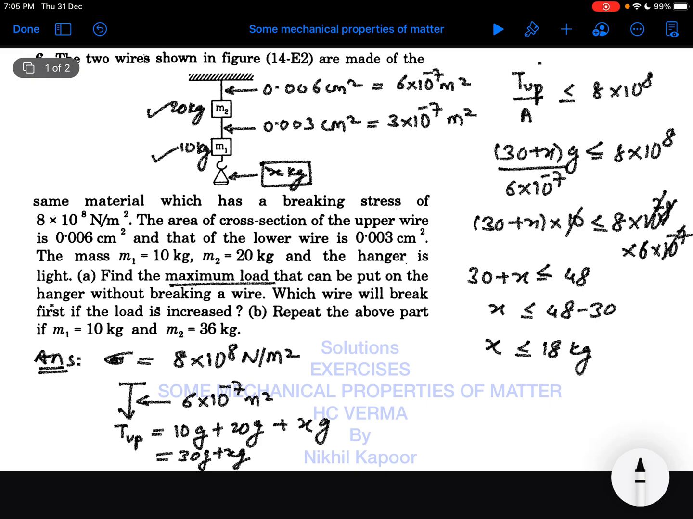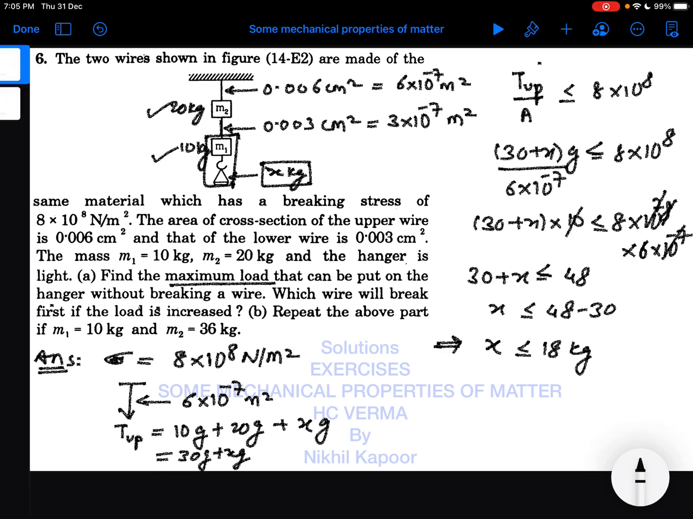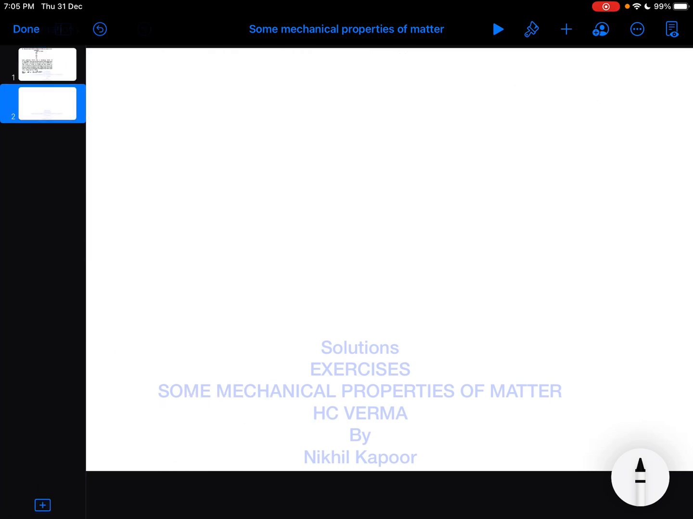So in order that the upper wire should not break, the load on the pan should be less than or equal to 18 kg. But this is for the upper wire. We need to check for the lower wire also. As you can see, the tension on the lower wire is due to m1 and the load on the pan only. So let's take the next page here.